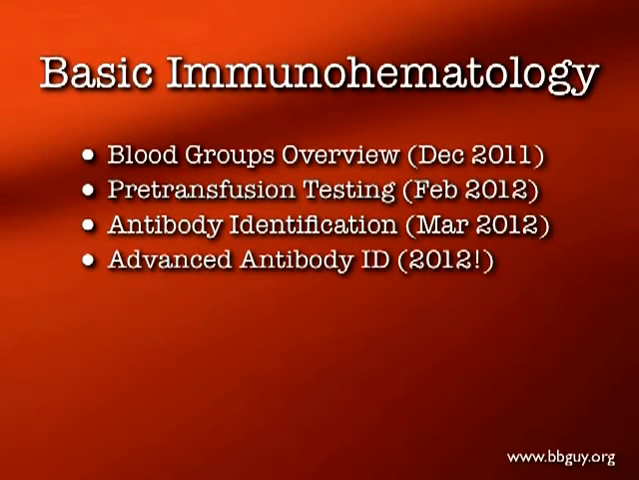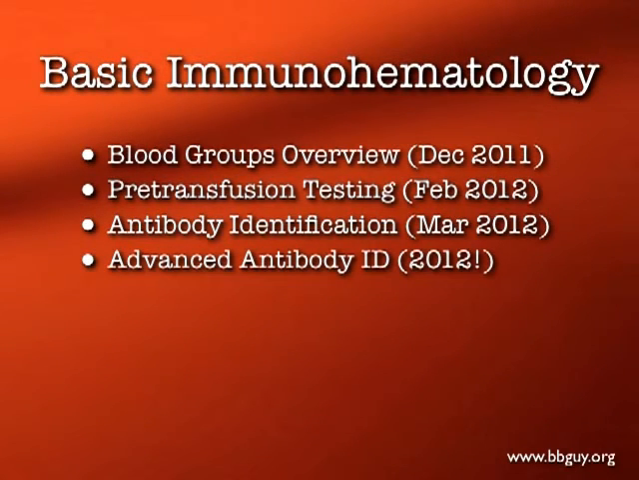With that being said, let's move on and talk about the series that I mentioned at the beginning. The basic immunohematology series started with the Blood Groups Overview podcast, which was recorded and released in December 2011. Today is number 2, the Pretransfusion Testing podcast, February 2012. The basic antibody identification podcast will be released either on the very last day of February 2012 or the beginning of March 2012. And the Advanced Antibody ID podcast, which there may be more than one of, I'm warning you in advance, but certainly at least one will be released later in 2012. We'll announce that as we get closer.